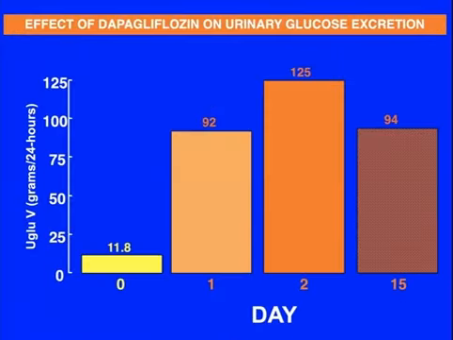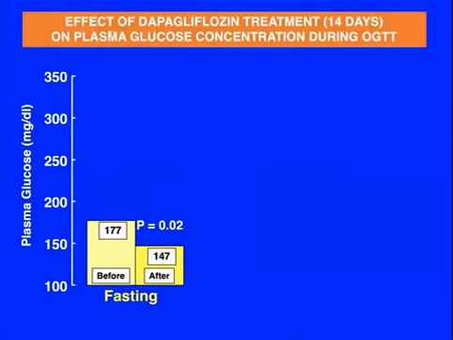So when we gave them the dapagliflozin, before, in yellow, they excreted about 12 grams of glucose in the urine, and then you can see at day 1, 2, and 15, after administration of the dapagliflozin, renal glucose excretion increased to about 90 grams per day. So this drug clearly enhanced glucose excretion. What happened to the fasting glucose? It fell by 30 milligrams per deciliter, from 177 to 147.